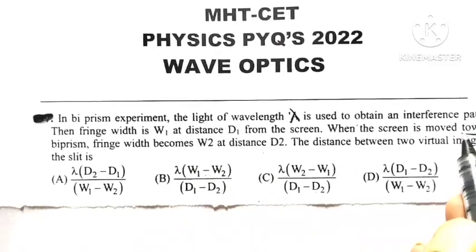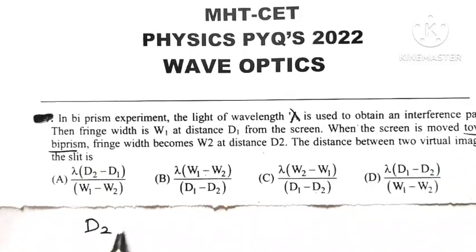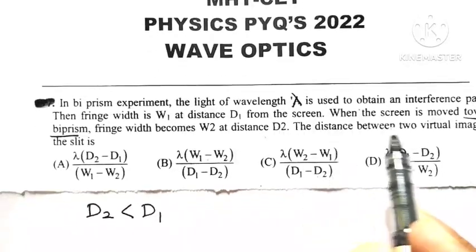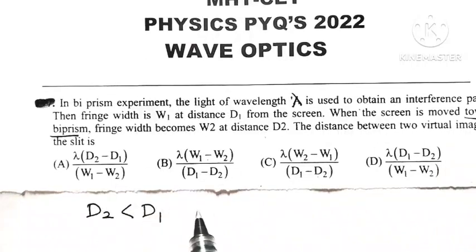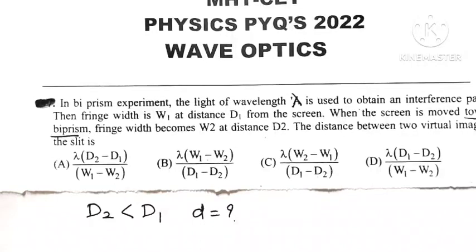Remember here, because the screen is moved towards the biprism, the distance D2 is less than D1. Small d is the distance between the two virtual images of the slit.